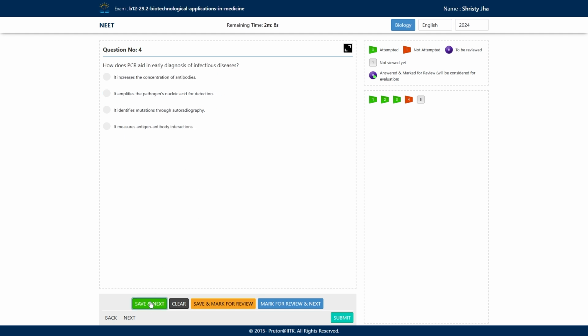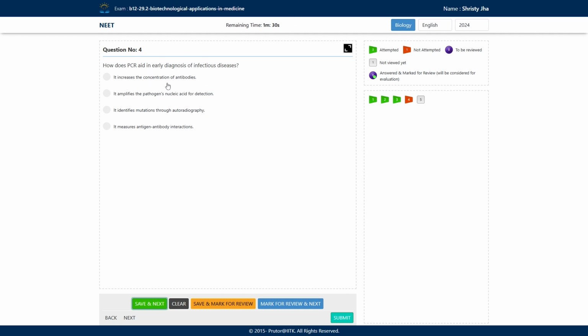Save and next. How does PCR aid in early diagnosis of infectious disease? We have studied PCR in the last chapter. PCR is the polymerase chain reaction. So how can this polymerase chain reaction be used to diagnose an infectious disease? What does PCR actually do? PCR has the potential to amplify a particular gene or DNA fragment of an organism.